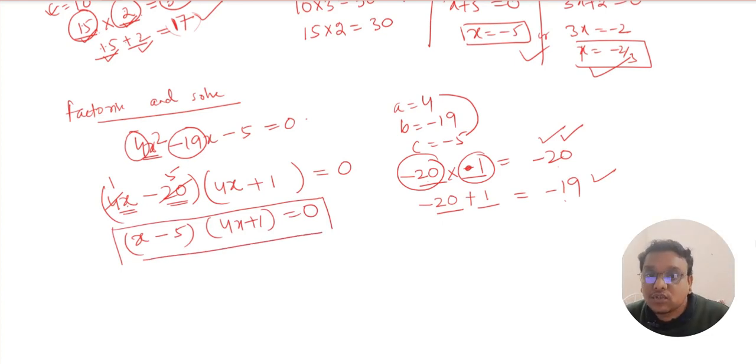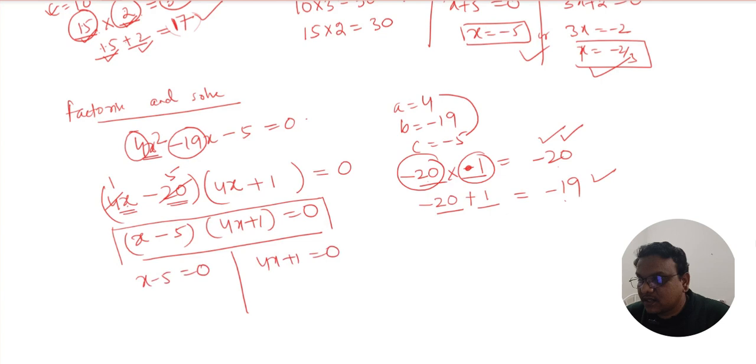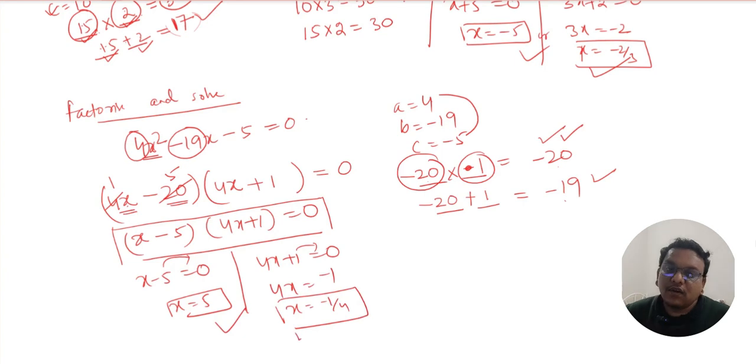But the question is solve it. Solve it means you have to go for one more step. So x minus 5 equal to 0 and 4x plus 1 equal to 0. Rearrange it. So x equal to 5 and 4x equal to, taking this to the other side, minus 1, and x equal to minus 1 over 4. Again, I'm saying when you try to solve any quadratic equation, you'll have two values of x. Got it? So I hope you get an idea how to solve and how to factorize any quadratic equation. Okay, bye, all the best.